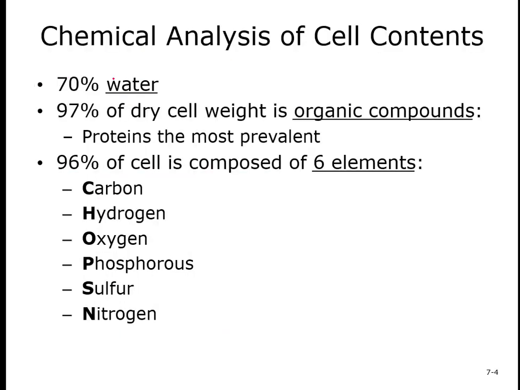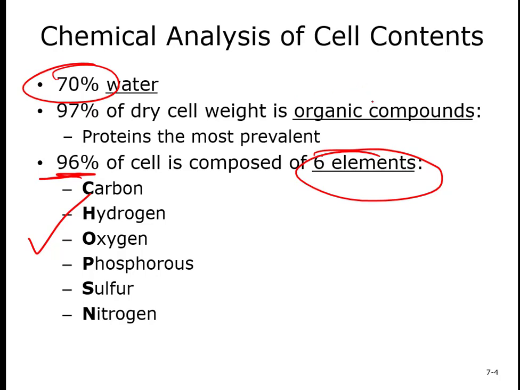So like I told you before, all cells consist of a lot of water, you know this. Most cells consist of these six main elements I told you about. About 96% of our cell is made up of these simple six elements, and the organic compounds are what makes up most of the weight of the cell.